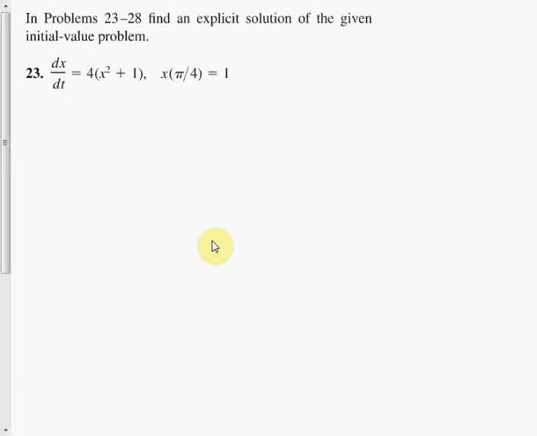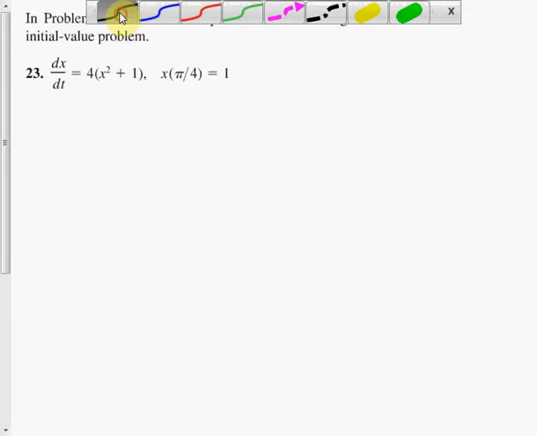There's a couple more problems in section 2.2 that I wanted to look at. Let's consider this problem here. And again, the method is separation of variables. So we want to multiply both sides by dt, divide both sides by x squared plus 1.